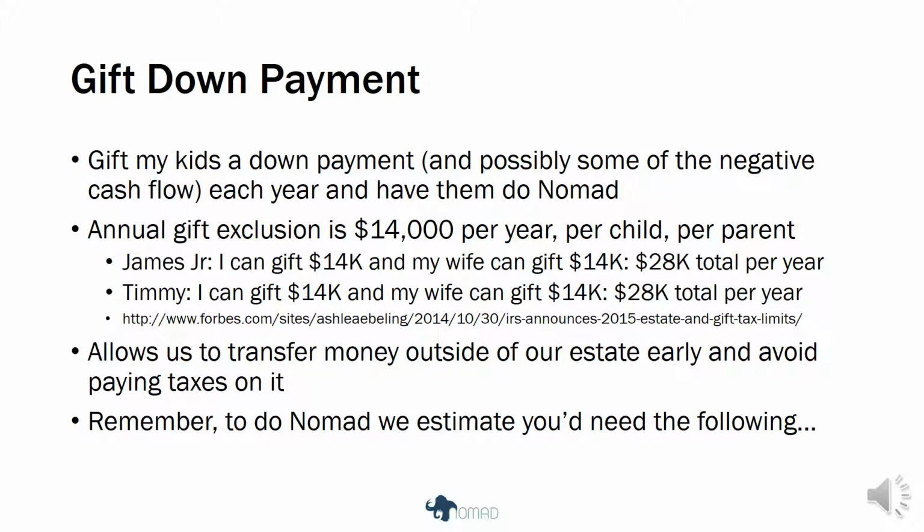My other son, Timmy, I can gift him $14,000 per year. My wife can gift him $14,000 a year. So that's $28,000 total per year for him. And there's a reference on here about the IRS gift limits and kind of what they are, so you can go read about those. So this allows us to transfer money outside of our estate early and avoid having to pay taxes on it. Basically, we're doing this tax-free.